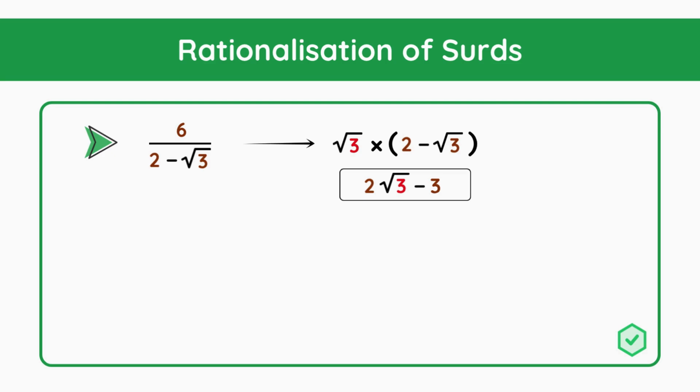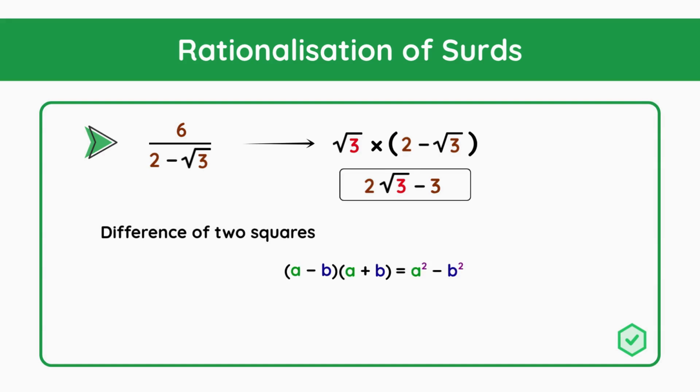To eliminate the root, we use an algebraic identity called the difference of two squares. A minus b times a plus b equals a squared minus b squared. When we multiply these two expressions, the middle terms cancel out, leaving us with only squared terms. If a or b are square roots, squaring them turns them into rational whole numbers.